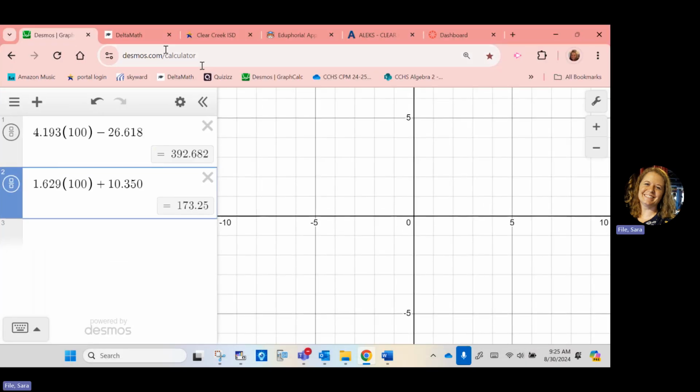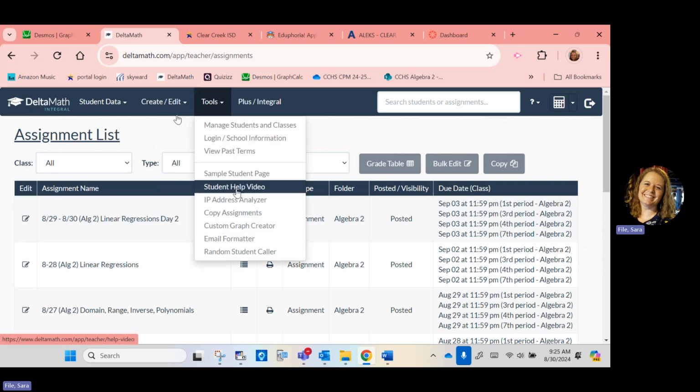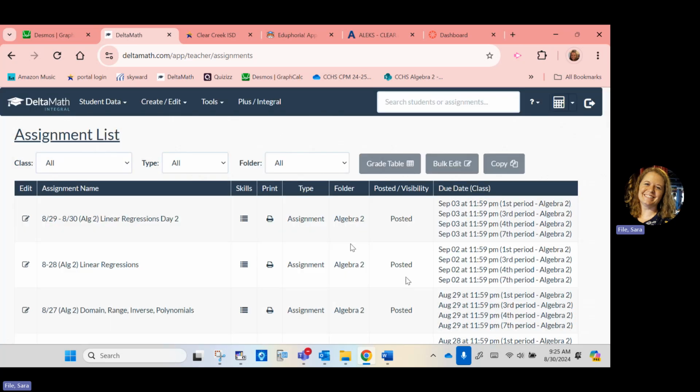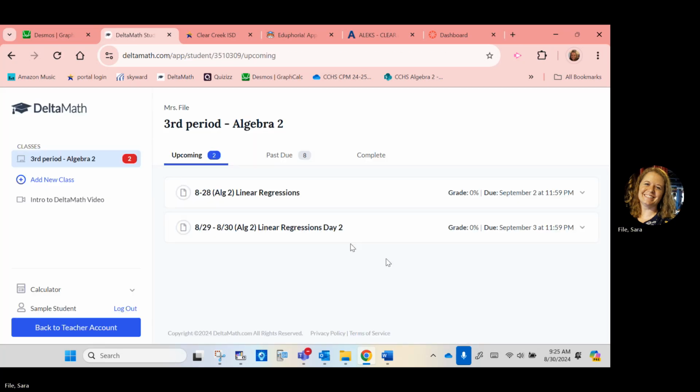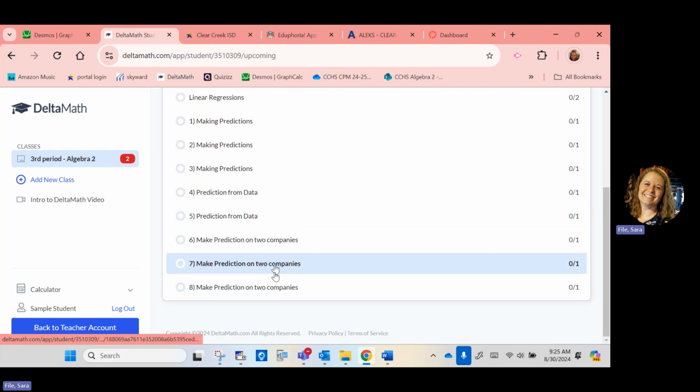Full screen here. In your Delta Math, you should see 2 linear regression assignments loaded here. So you've got the one from Wednesday and the one from yesterday. The one from yesterday has yesterday and today's date because we're doing it over 2 days. This one on day 2 does have some down here on making predictions on 2 companies. These are like comparison questions.